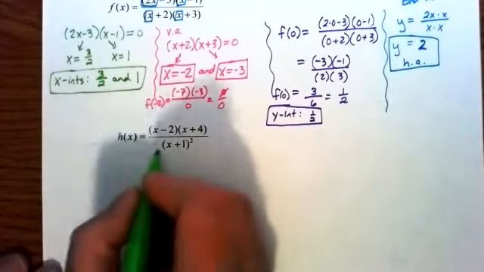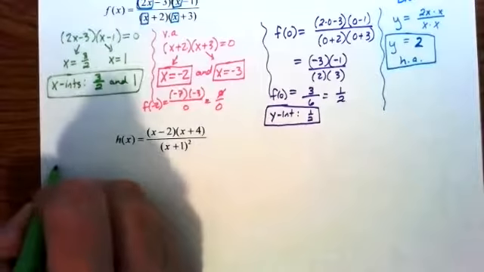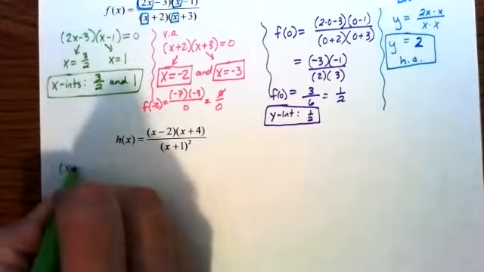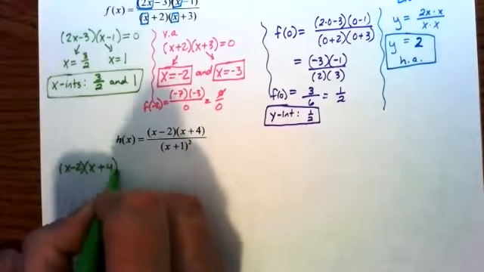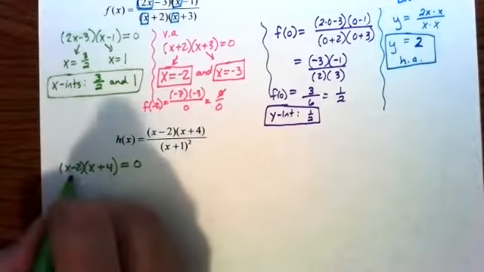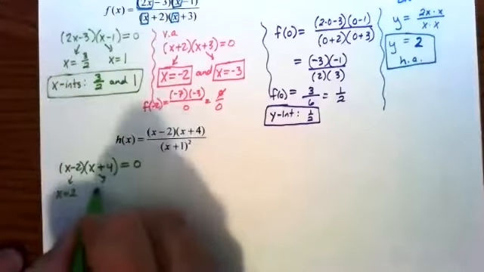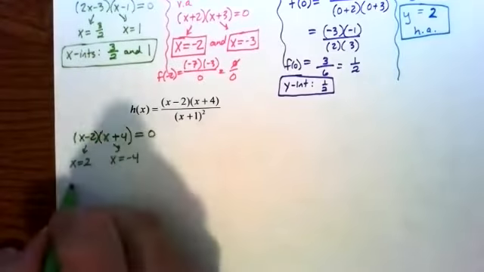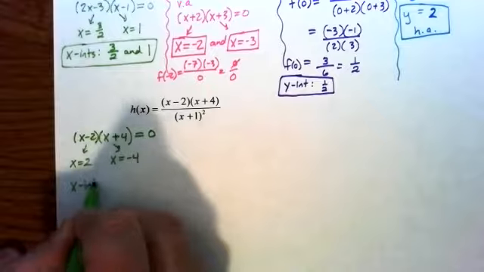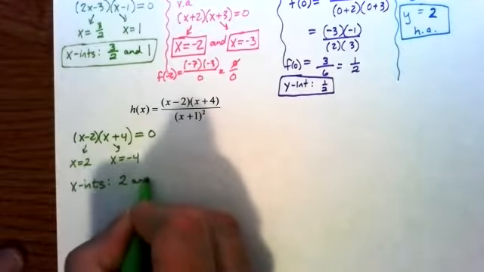So intercepts, I'm looking at the numerator equal to 0 for x-intercepts. So up at the top, we've got two factors, x minus 2 and x plus 4. I want to know when that equals 0. And that occurs when x is 2 and when x is negative 4. My x-intercepts are just those two values, 2 and negative 4.